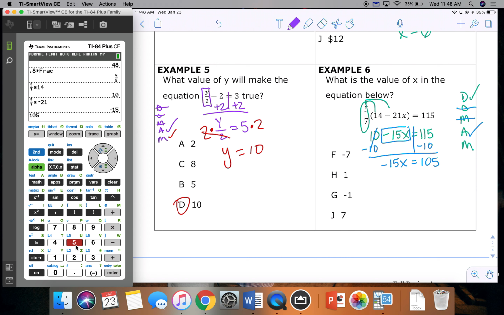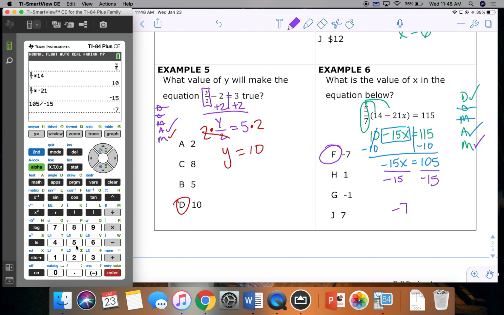And then my last step is to multiply or divide. In this case, I'm dividing. So I'm going to divide 105 by a negative 15, and I get negative 7, which is answer choice F. Be careful, H and G have 1, so that's if you didn't divide correctly. And then J is a 7, but it is not a negative 7, so that is not my answer.